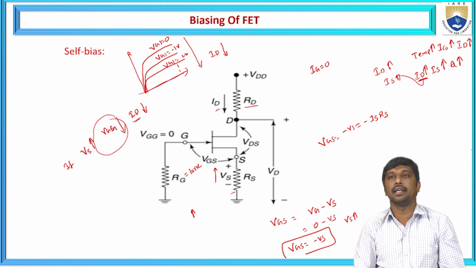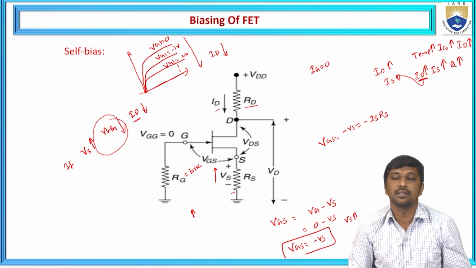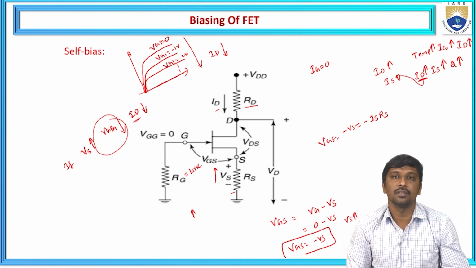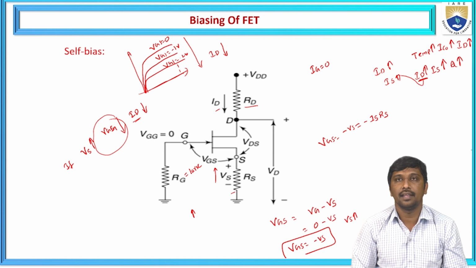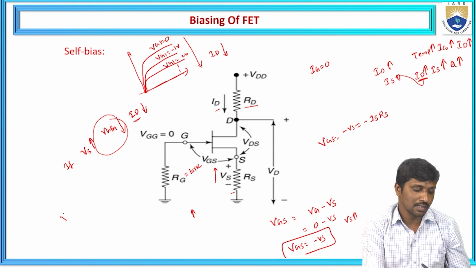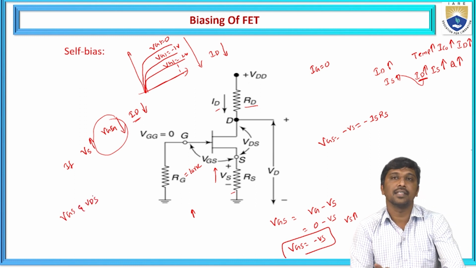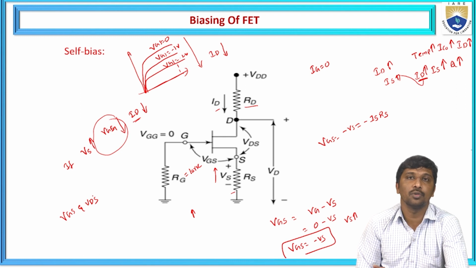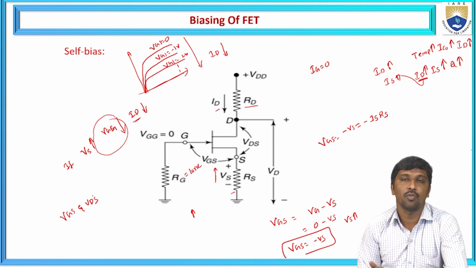Now we need to calculate the parameters. What parameters are required to maintain a proper Q point? Just now we discussed that the parameters are VGS as well as VDS. These are the two biasing voltages required to maintain a proper Q point, or to maintain a proper drain current.